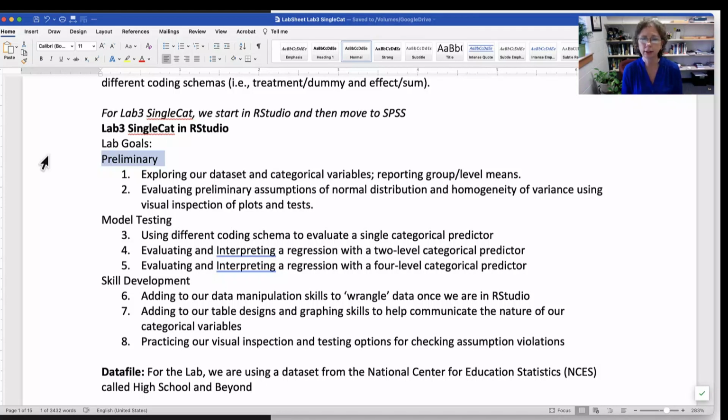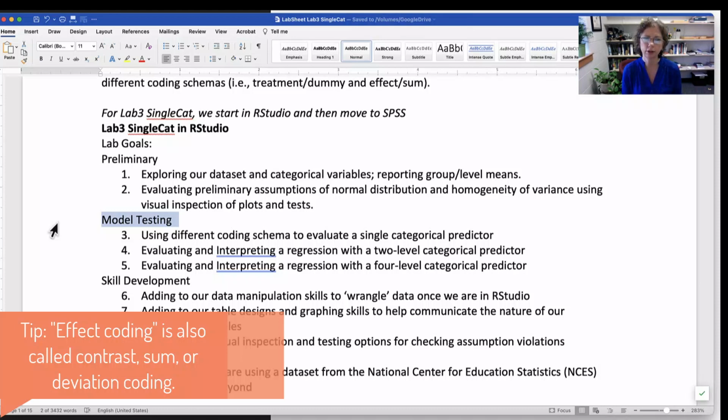Looking at the preliminary assumptions, such as normal distribution and homogeneity of variance using visual inspection and tests. In the model testing, this is where we're going to use different coding schema that we've talked about to evaluate the single categorical predictor's impact on the outcome. So the treatment coding and the effect coding are the two coding schemas we're going to check out.